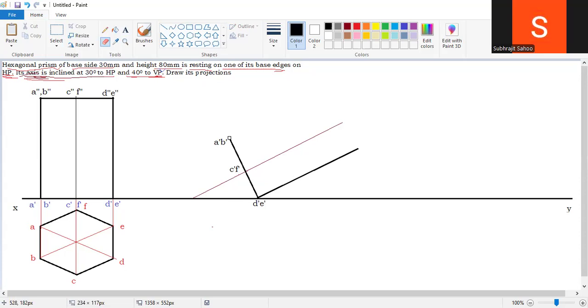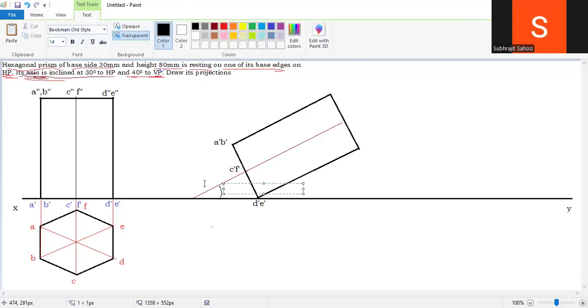Then sir, what will I do? Observe. Next, join from here to here. Then join here to here. Right? Sir, what is this angle? Is this angle 30 degrees or not? This angle is 30 degrees with respect to HP. But it is reflected in which plane? The vertical plane, right? So this is the diagram when it is inclined at 30 degrees.